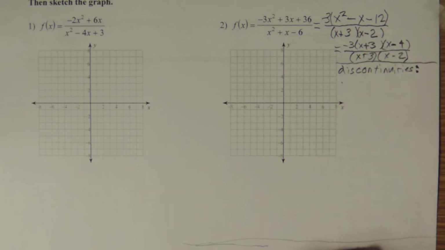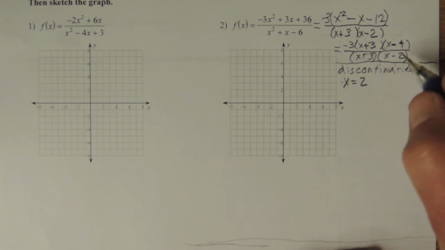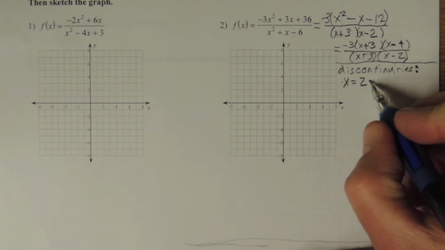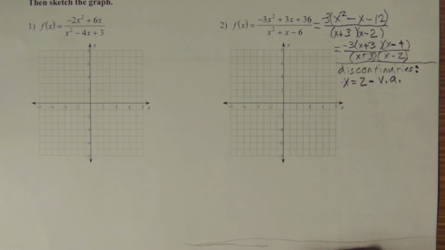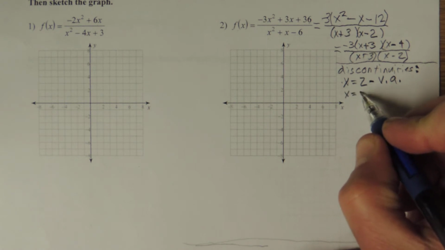Well, if x equals 2, I get 0 in the denominator. That gives me a discontinuity, and that's actually going to be a vertical asymptote. We'll talk in a minute a little bit about why that happens. The other discontinuity is where x equals negative 3.